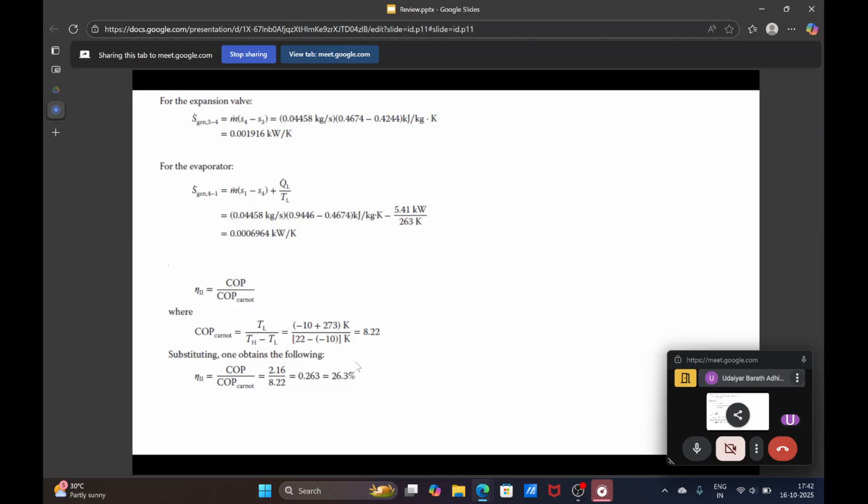So this says that if you consider the Carnot efficiency to be 100%, which is the maximum efficiency you can get, we are only at 26.3%, or we are close to 1/4 of the Carnot COP. This is the maximum COP which you can ever get, but we are operating at much lower, 26.3%. So this is the comparison which is given.